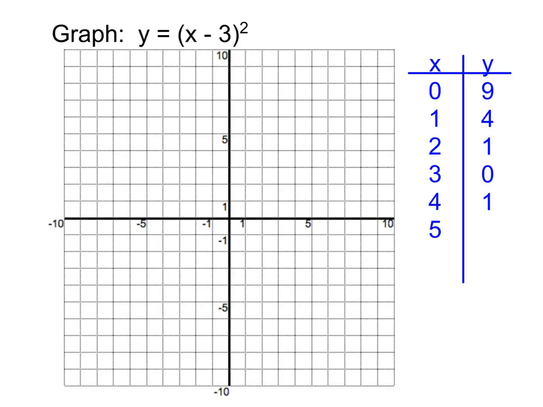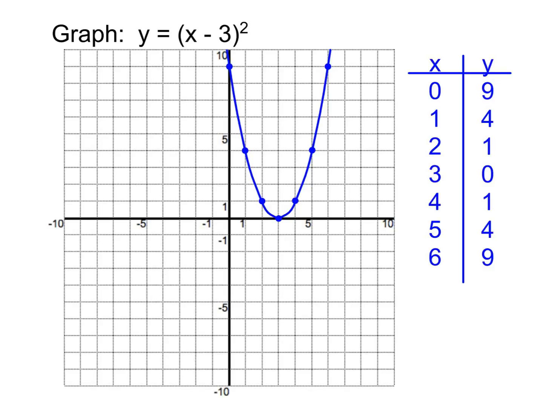Do the same thing for 5, plug in 5. What will the y value be? It'll be 2 squared, which is 4. And if x is 6, what will y be? So you do 6 minus 3, then you square it. It is 9. Now, if I plot these points, that's the graph we end up with.